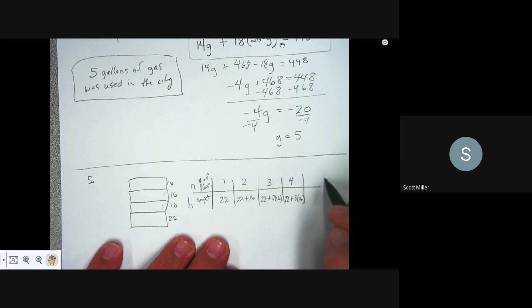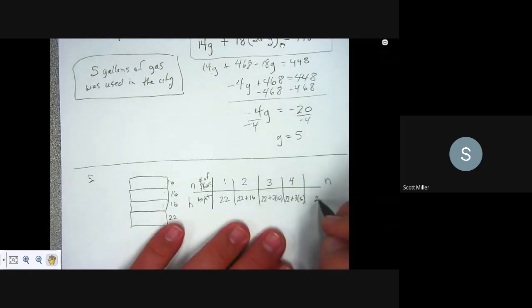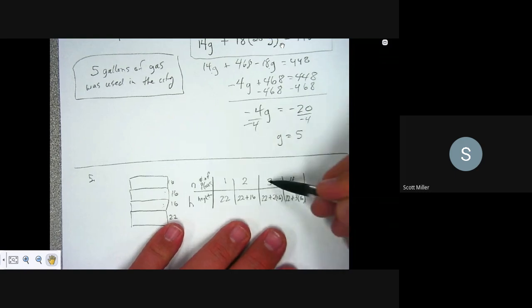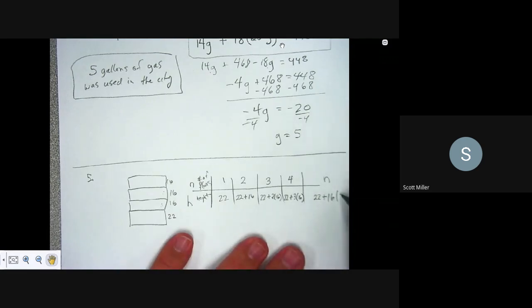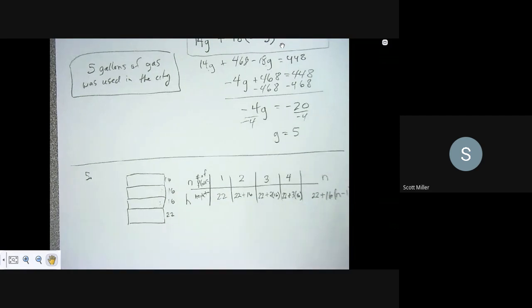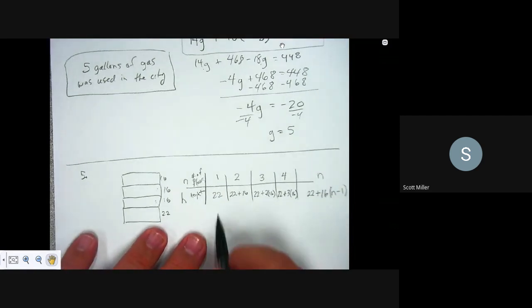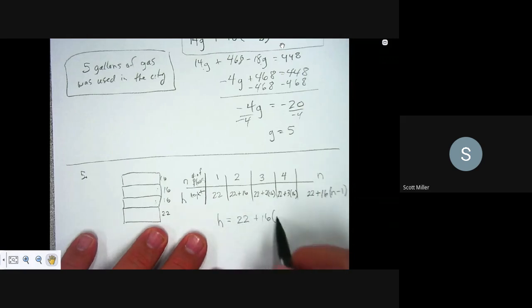Because if the next one here is n, then how do I get the height of the building? 22 plus, now, the 16 was staying the same, correct? So it'll be 16 times, then what? 1 less, right? Because the first floor is already set. We're taking that first floor out, aren't we? If I have 20 floors, then only 19 of them are 16 feet tall. So it'll be n minus 1. And that's how I can get my rule that way. The height of the building is 22 plus 16 times n minus 1.